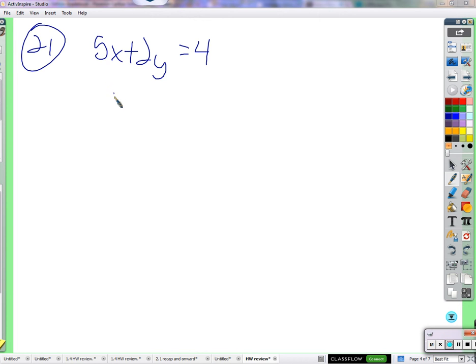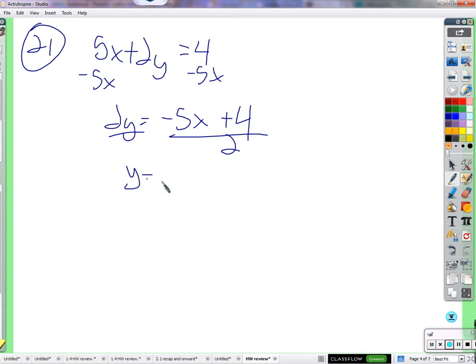How do we do that? Great. Minus 5x on both sides. Good. 2y equals, let's say, negative 5x plus 4, and keep it in the same order as we used to. Ready? Divide by 2 on both sides. To make it look like this equation on the previous page, you need to divide this by 2 and divide this by 2. So we get negative 5 halves x plus 4 divided by 2 is 2.